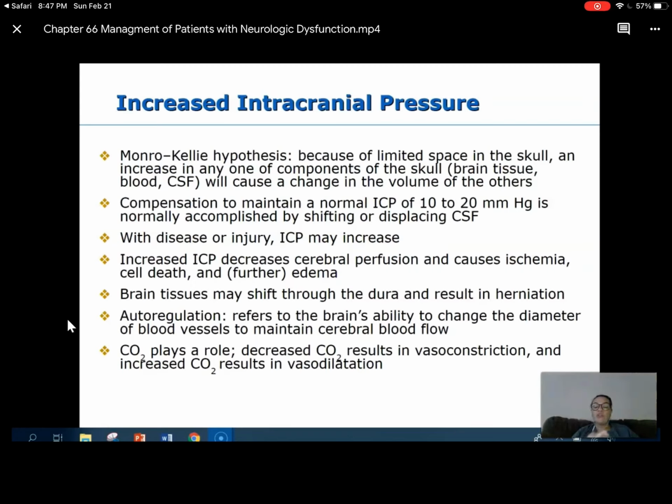CO2 plays a role. Decreased CO2 results in what? Vasoconstriction. Increased CO2 results in what? Vasodilation. The body doesn't know the difference. It can't get the signals through because we don't have autoregulation. And here we are. We have to control everything.